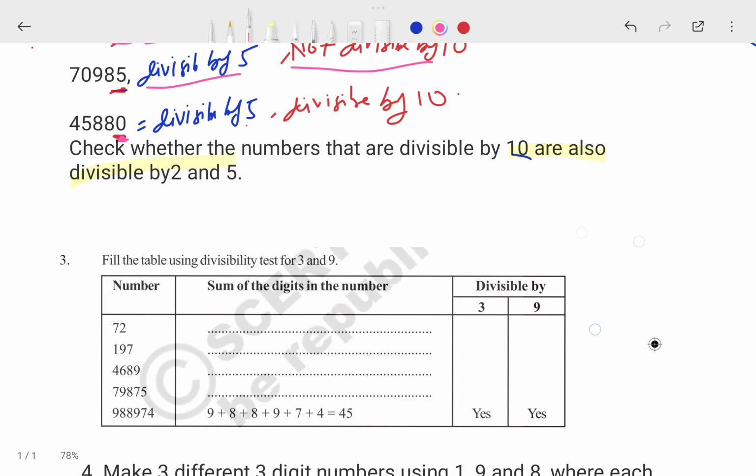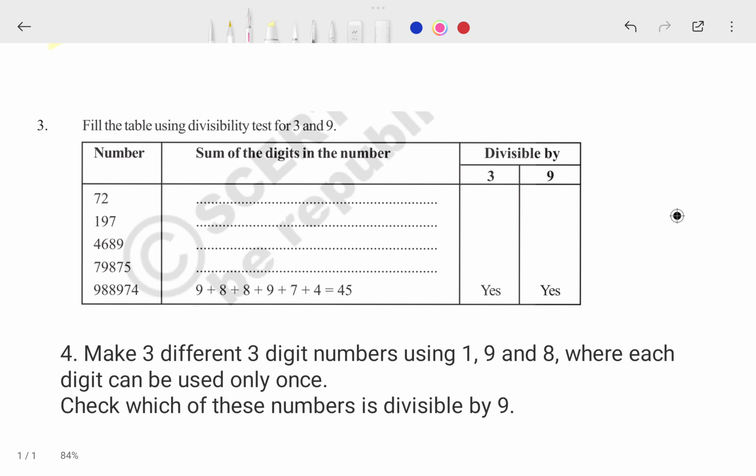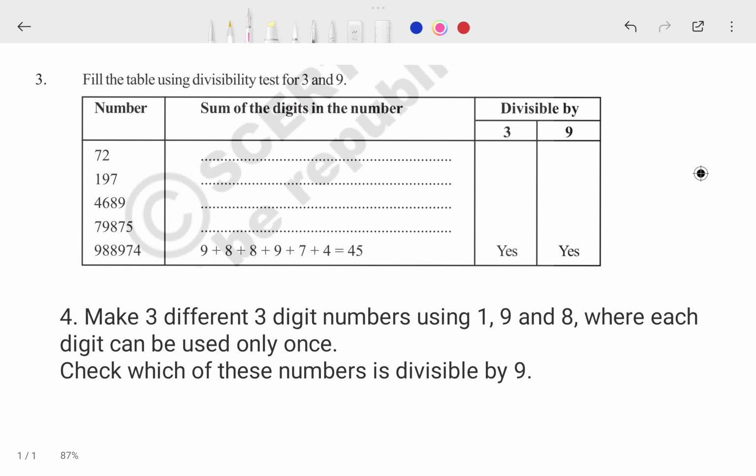Right. So that's the third question. Let's do this. You have to check whether this is divisible by 3 or not. So what is the divisibility rule of 9? 9 is the same. What is the divisibility rule of 3?